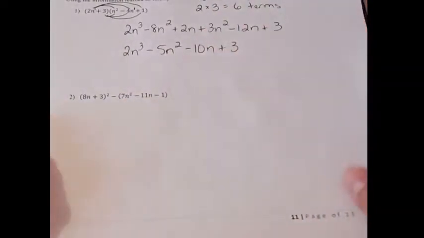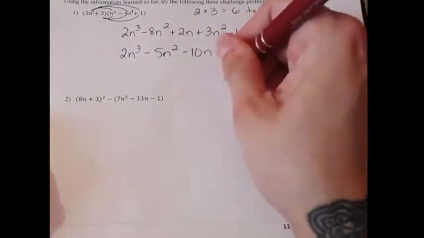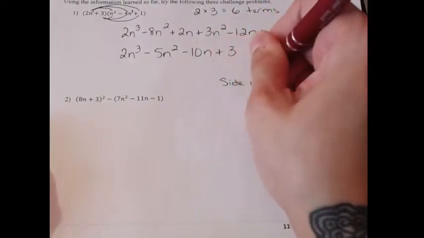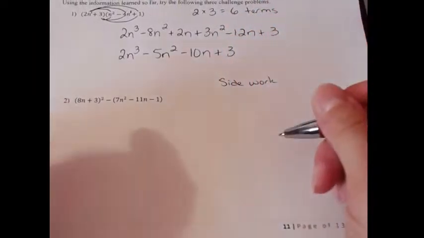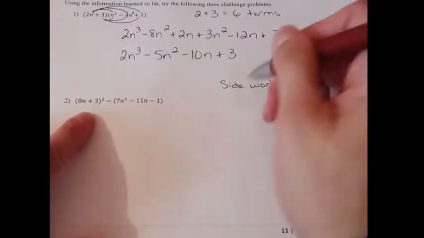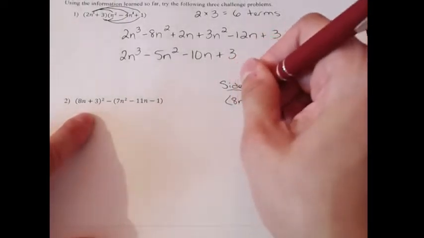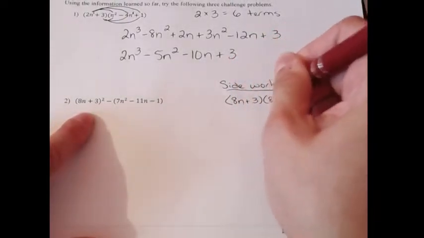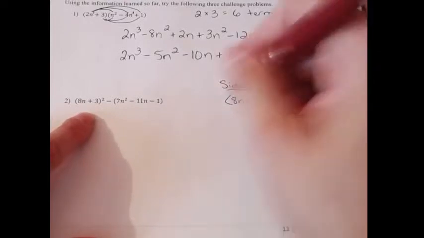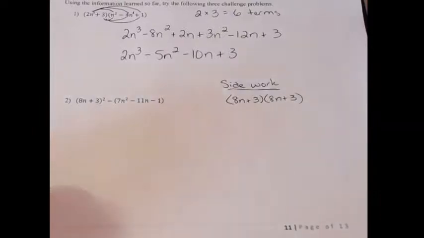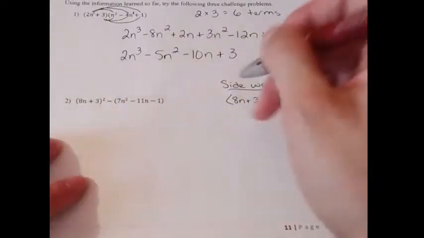So we're going to do the same thing here, except I'm going to do a little bit of side work. So for our side work, 8n plus 3 to the second power is the same as 8n plus 3 times 8n plus 3. So over here, I'm going to do the math, and then I'll go ahead and write it on the left-hand side under our original problem.